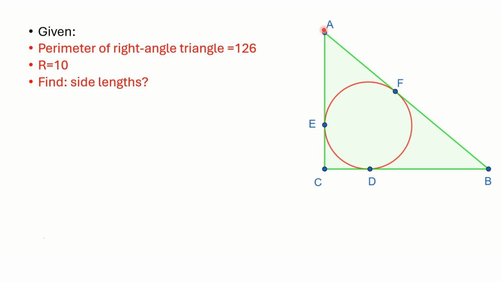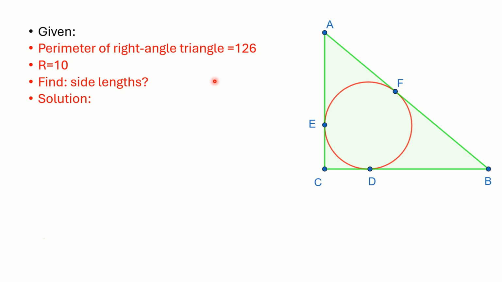This means this side is tangent to the circle. Similarly, BC is tangent to the circle and AC is also tangent to the circle. Now the perimeter of this triangle is given, that is 126 unit, and the radius of the circle is also given, that is 10 unit. We have to find the side lengths, that is what is the length of AC, what is the length of BC and what is the length of AB.